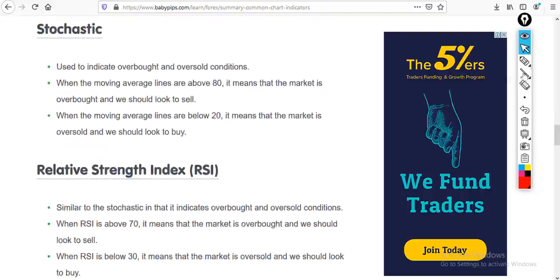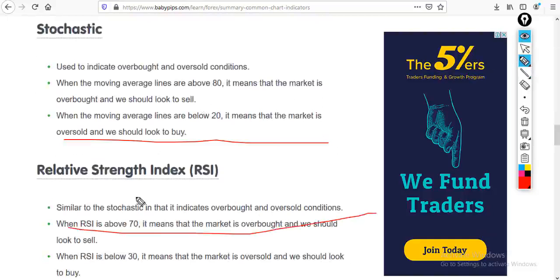For the stochastic, we know it's a more sensitive indicator, right?